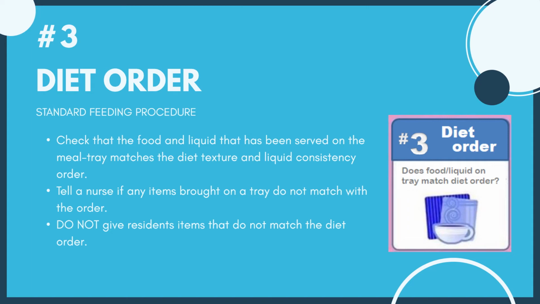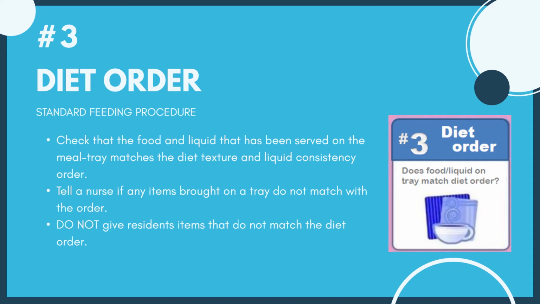Another example is if a resident receives a soup that has a very thin consistency and the care plan states this person should receive a minced diet with mildly thick fluids. This is an error as the soup should also be thickened by staff to a mildly thick or nectar-like consistency. Do not give residents items that do not match the diet order.